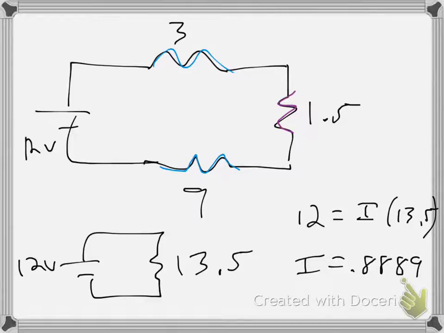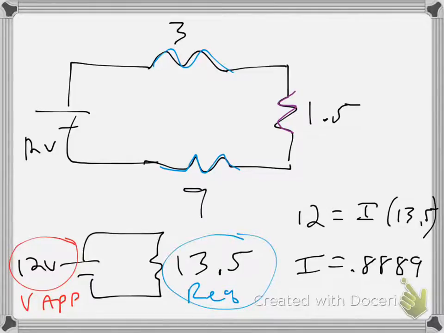So there, I have found my first steps. My applied voltage is 12. My equivalent resistance, let's do that in blue, is 13.5 ohms, and my total current is 0.8889 amps. And so that was step 4. So now I can work backward into these systems to find the voltage and current going into each system.